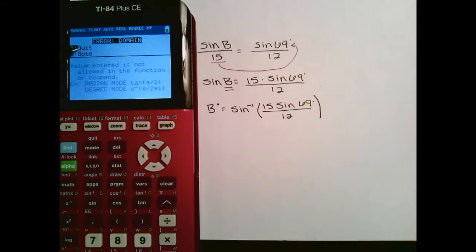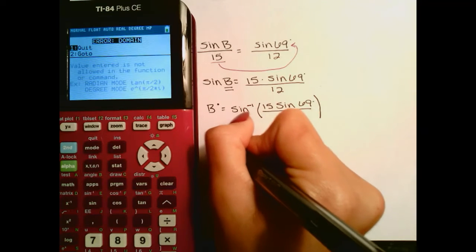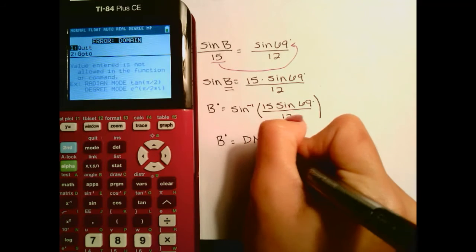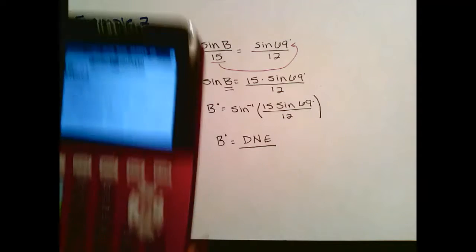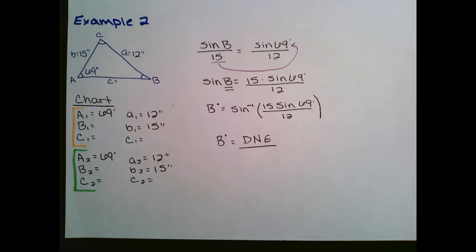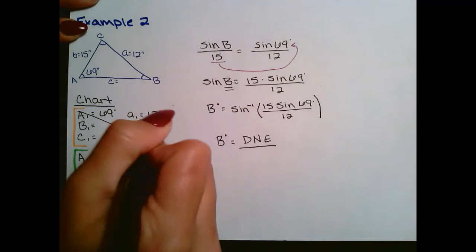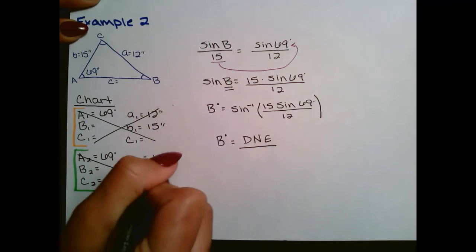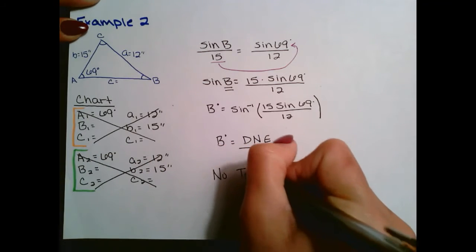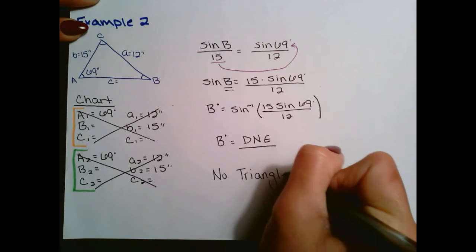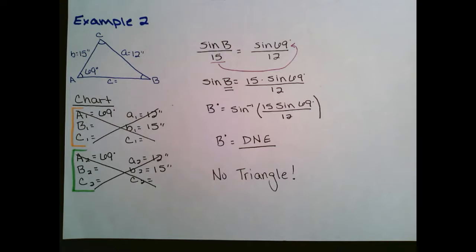Now, my calculator is telling me domain error. Okay? Whenever you have a domain error when you are solving triangles, it means that this angle does not exist. So I like to put a little DNE for does not exist. This, if you remember the third image I showed you at the beginning of this video, is a scenario where neither of the triangles exists. This is called a no triangle. This is everyone's favorite example because it's done real quick. And believe it or not, that's it for this question.